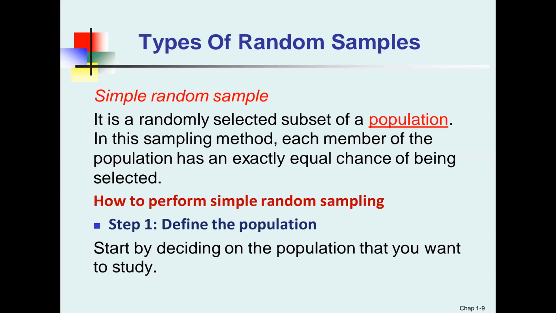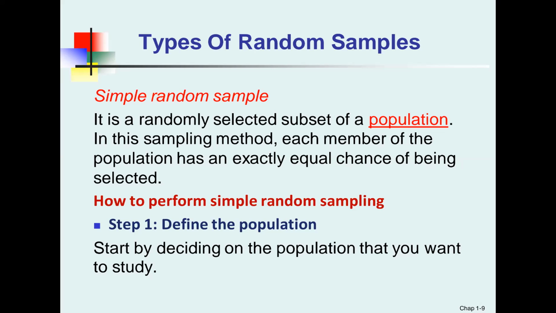Selecting some sample from the entire population. That's how you collect data. So now these are different ways of selecting a sample. The first one that you use when you're selecting a sample is called simple random sample.